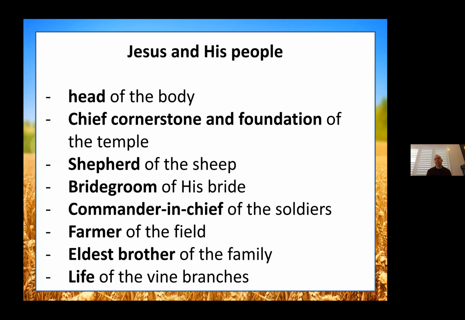He's the bridegroom of his bride. And as a church, we are waiting. We are awaiting our wedding. All of us are going to be married to him. And as a bride waits for the bridegroom and anticipates the wedding, just as I'm sure Nathan and Adelie are anticipating their wedding day later this month, we're to be waiting and watching and yearning for the time we will be married to him and to know him in his fullness. He's the commander-in-chief of the soldiers.